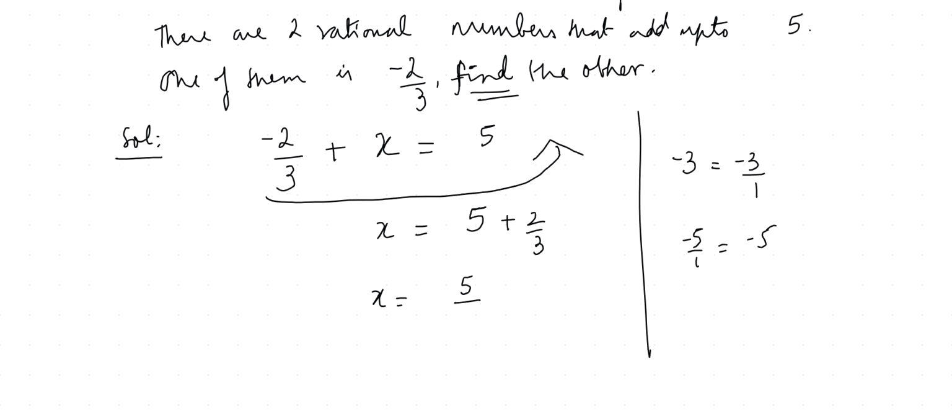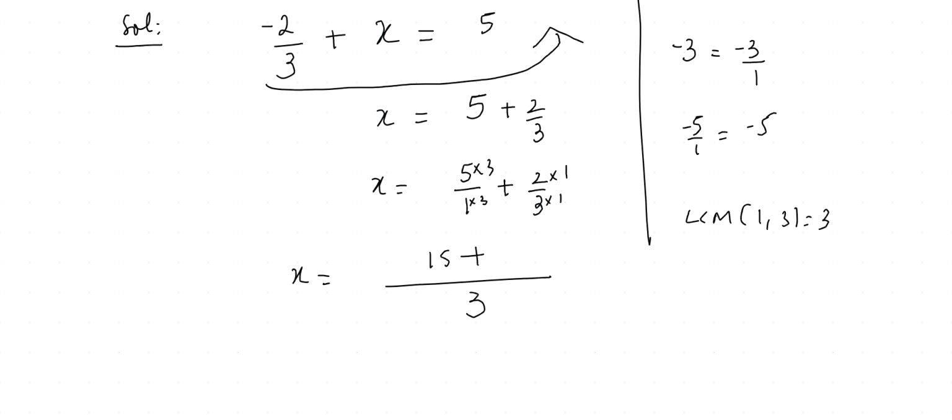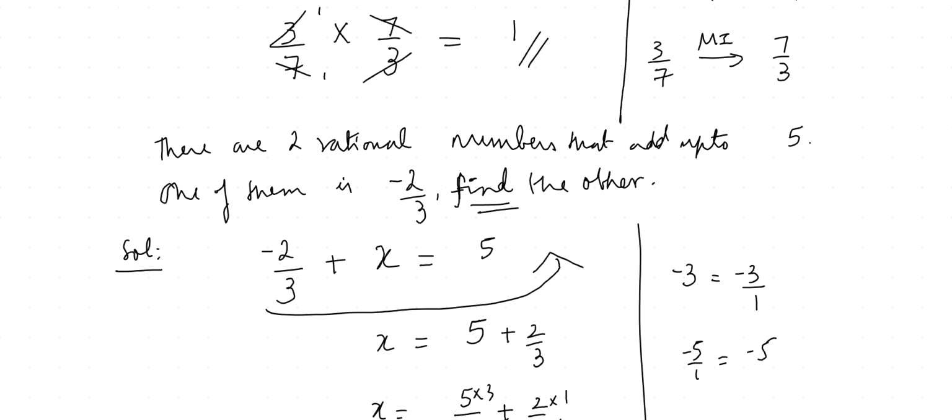Because we have 2 by 3, which is the rational number, I have to add them. Now we'll add them as we do fractions, this is familiar to you. The LCM of 1 and 3 is 3. Nothing big about it. So 1 will go 3 times, so 5 3s are 15. 3 will go 1 time, so 2 1s are 2. 17 over 3. So this is your standard form of the rational number. The other number which I need to find is 17 over 3.